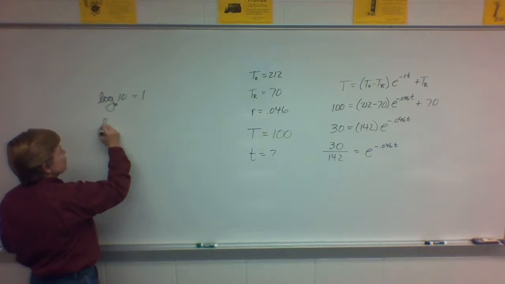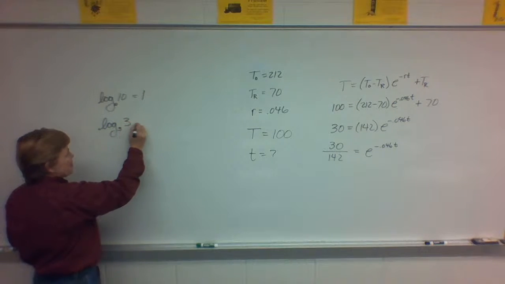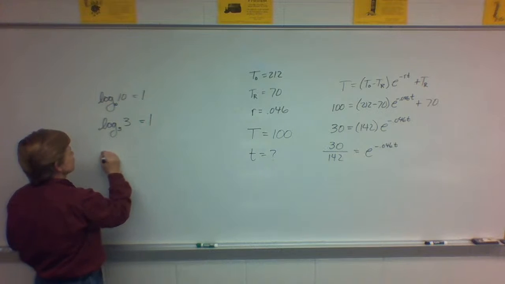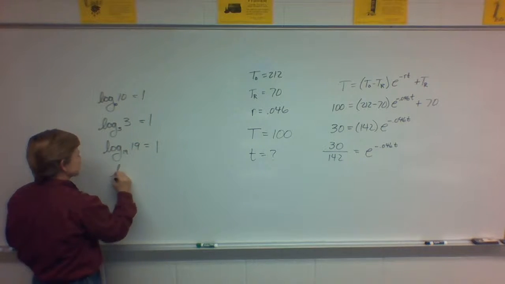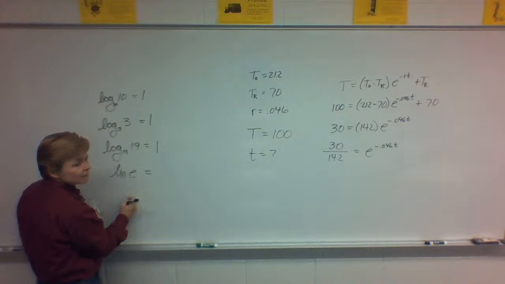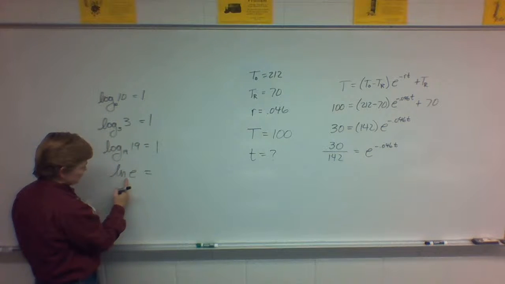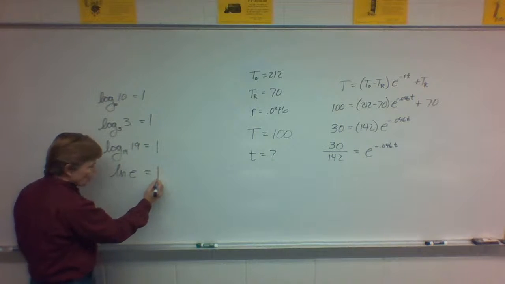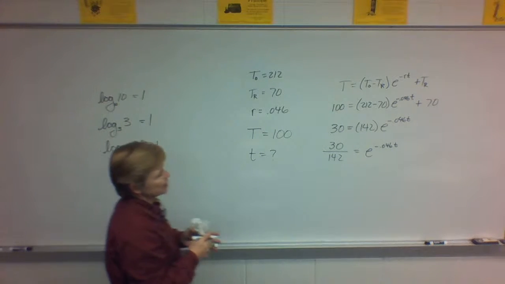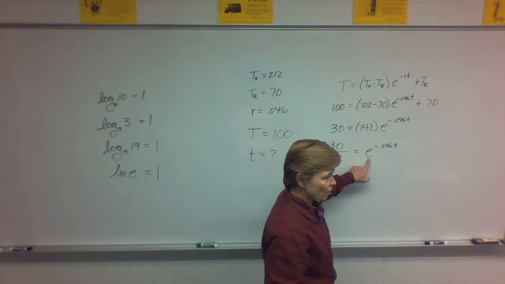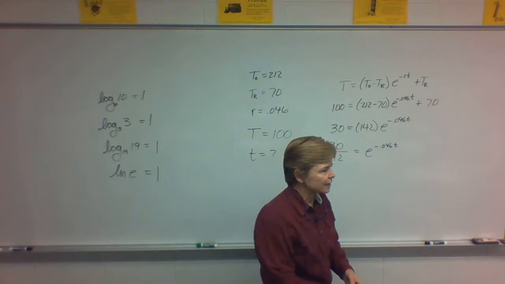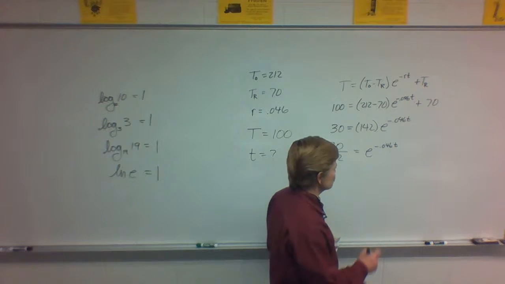What's the log base 3 of 3? 1. What's the log base 19 of 19? What's the natural log of e? 1. This is log base e of e. You with me? So the reason I went through this process is because when you've got an exponent base e, you want to use natural log, because eventually you're going to be logging e, which is a 1. And that makes things really nice and neat. You don't have to use your calculator if you choose the correct log.